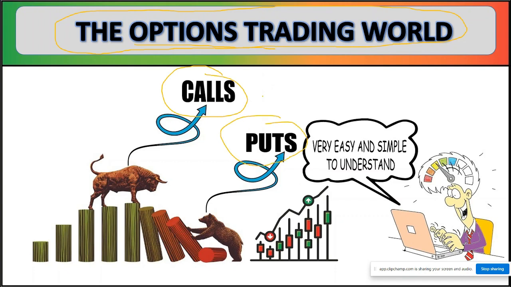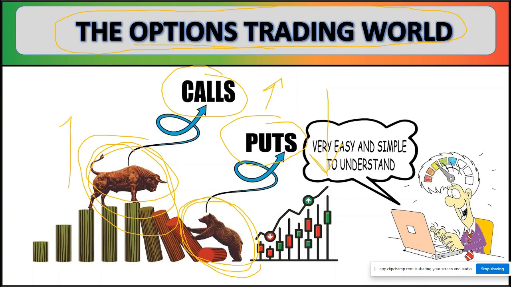Calls means to go up, or calls is bull market. Puts means to go down, or what you call bear market. So the bull market means what? Up. Bear market means what? Down. Call means what? Up. Put means what? Down.